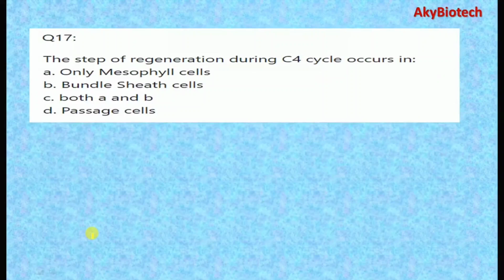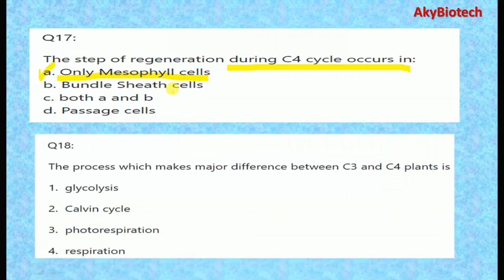Then number 17. The step of regeneration during C4 cycle occurs in. So we all know about this. This occurs only in the mesophyll cells. These cells are involved in this. Then number 18. The process which makes major difference between the C3 and the C4 plants. The major difference between the C3 and the C4 plants is photorespiration.